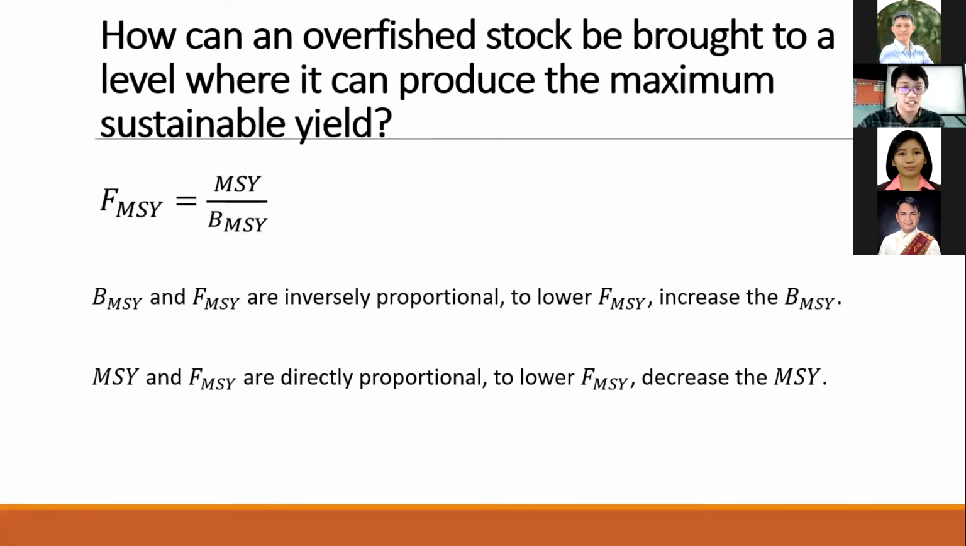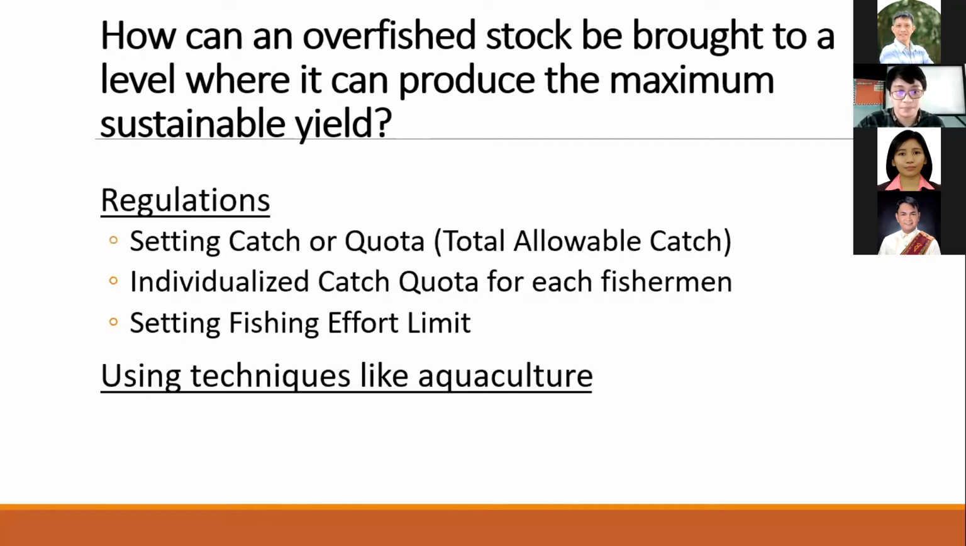With that, I just want to emphasize again the relationships of these variables: the biomass MSY and the mortality MSY are inversely proportional, and the maximum sustainable yield and the fishing mortality MSY are directly proportional.